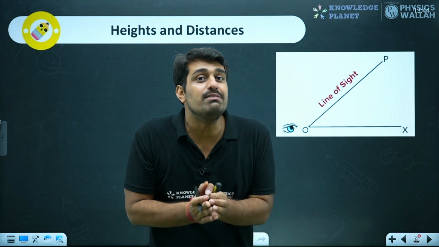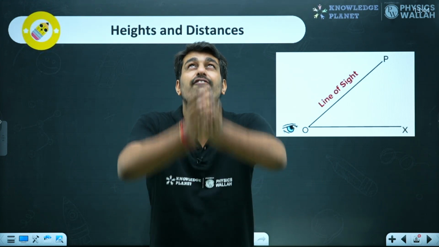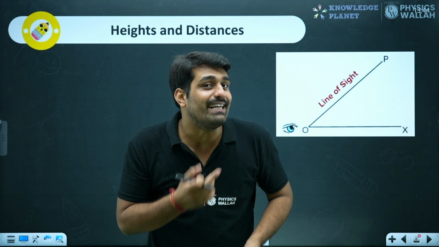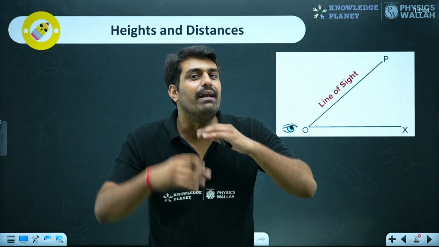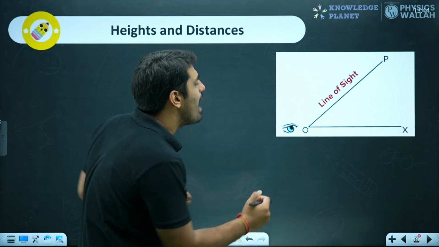But let's say now I'm standing in front of Burj Khalifa, a very tall building. Then in that case, I would have to incline my head up like this. And there would be an angle made. So this is what is happening over here.